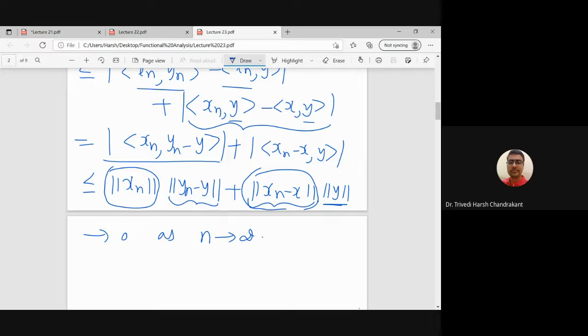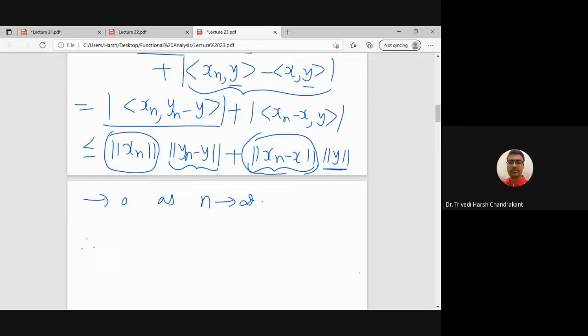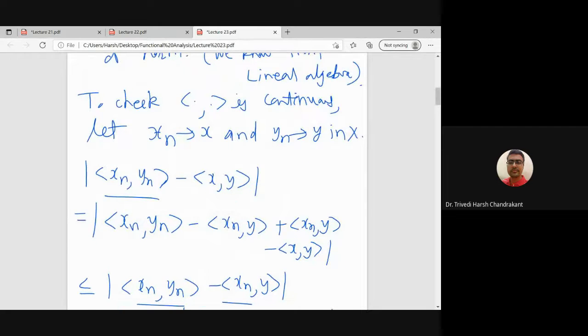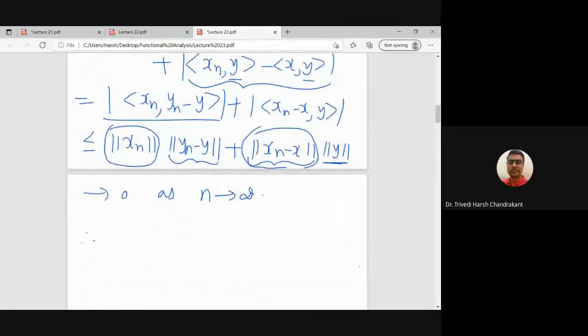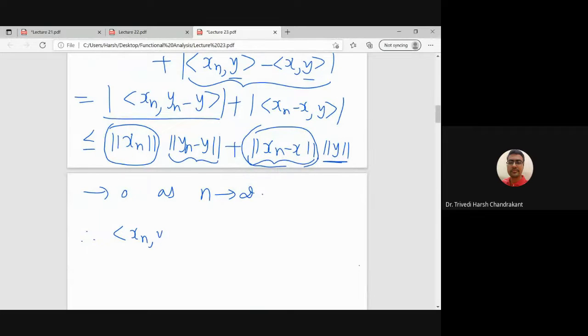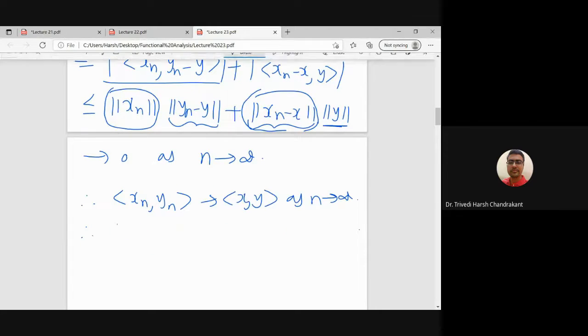So all these properties of sequences we are using in terms of norm. Here the sequences are not of real numbers, the elements of the sequence are elements of the normed linear space. So this will give us that this element converges to inner product xy as n tends to infinity. Therefore the inner product map is continuous.